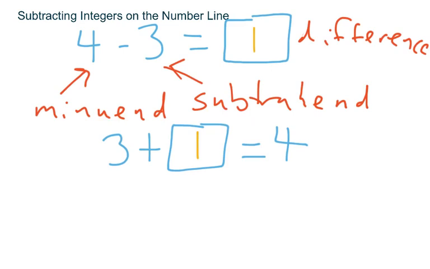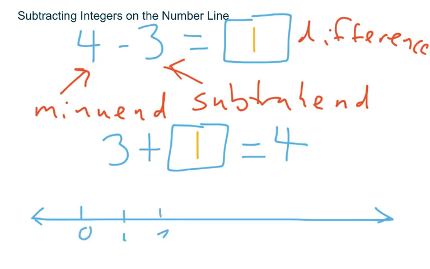Now, how does that translate to a number line? Well, let's draw a number line. And we're mainly going to need positive numbers for this example, so I will stay over here in the positive direction. And I still want to illustrate 4 minus 3 is equal to 1. But I want to do this in the missing addend approach. 3 plus what number would give me 4?